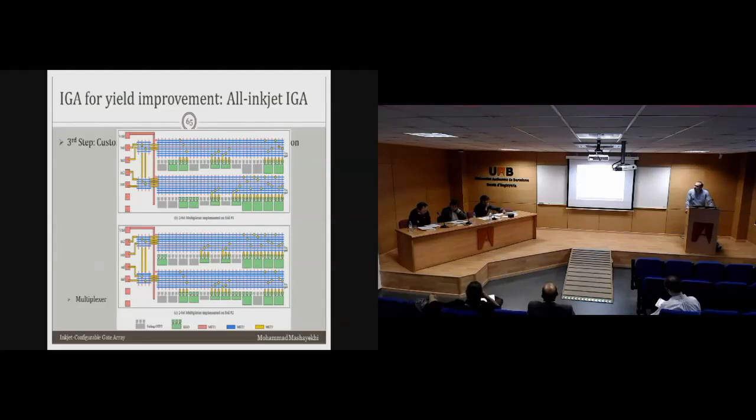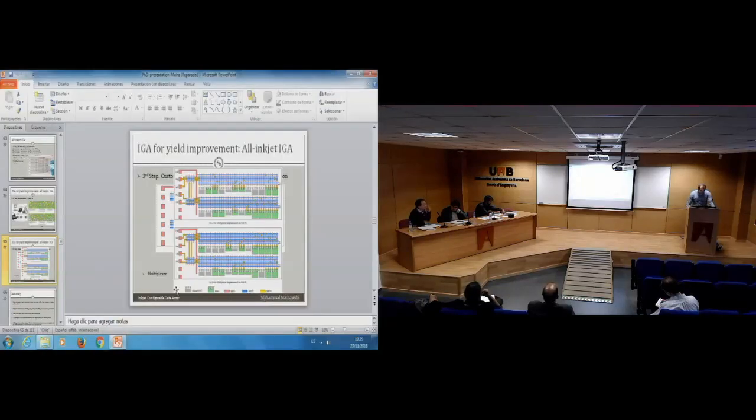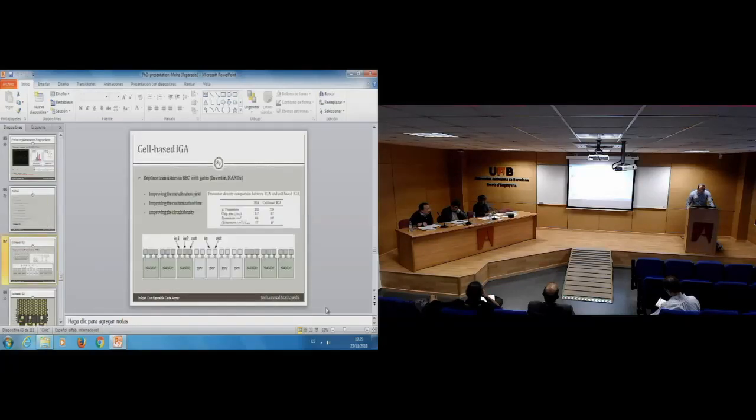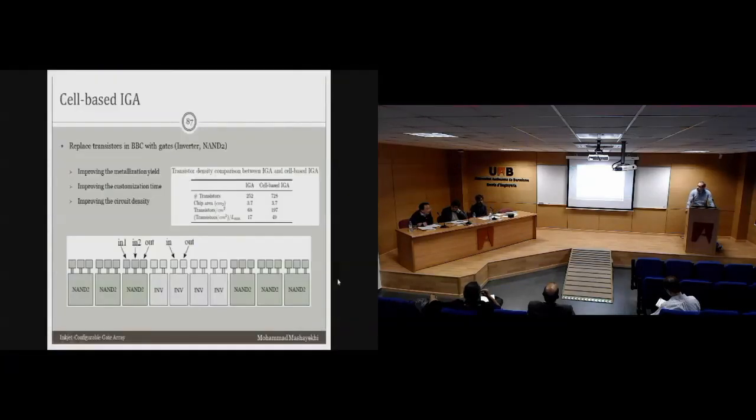For the cell-based version of the IGA, it seems to me that the reliability of your drop printing is quite high. But the reliability of the transistors is quite low, about 50%, according to the testing. So would this really be an improvement in the overall yield?